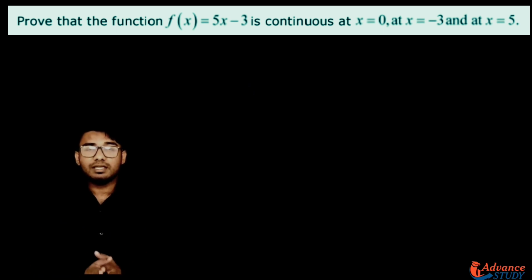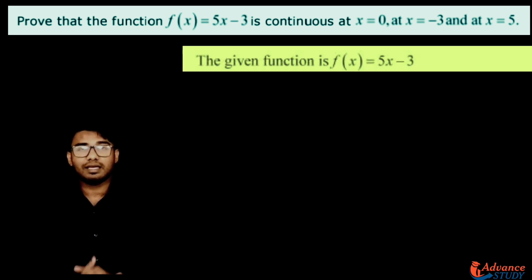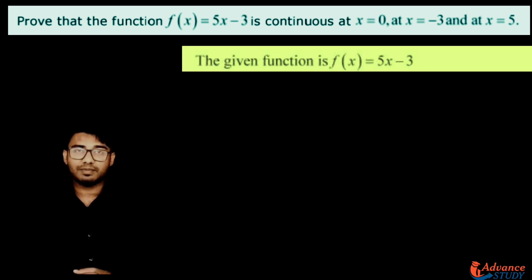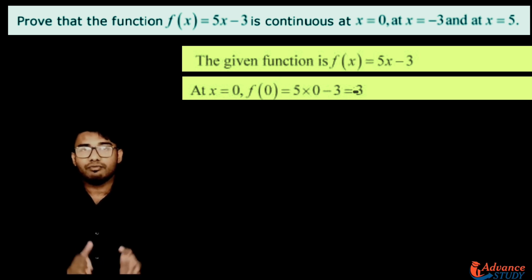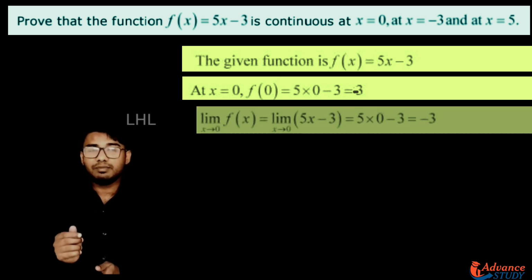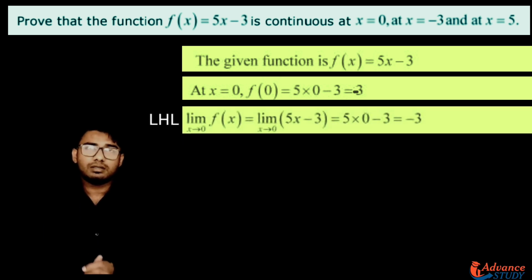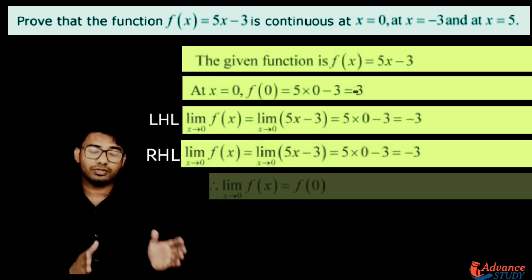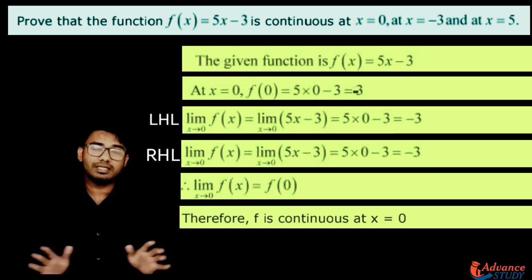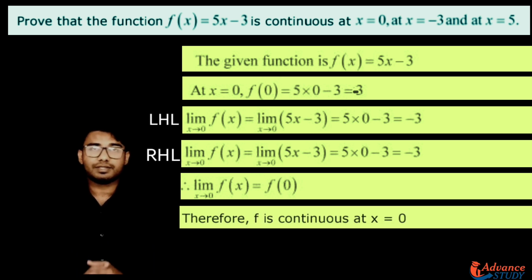Firstly we take the function f(x) is equal to 5x minus 3, and we have to put the value x is equal to 0 in the place of x, so the answer will become minus 3. When we take the left hand limit, it means very near to 0, so when we apply the limit, the answer will also become minus 3. And when we take the right hand limit, the answer will also become minus 3. So according to this, we can easily say that the function is continuous.